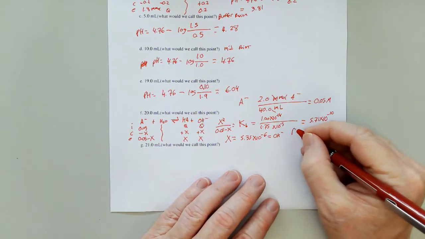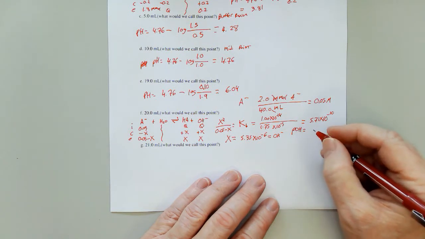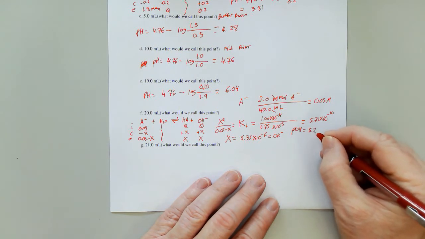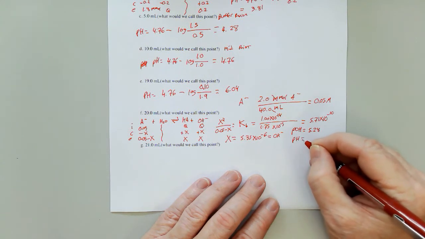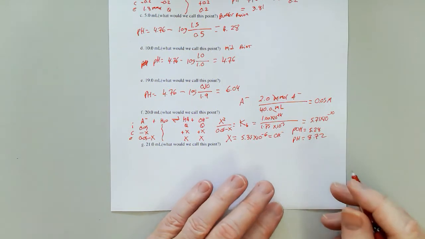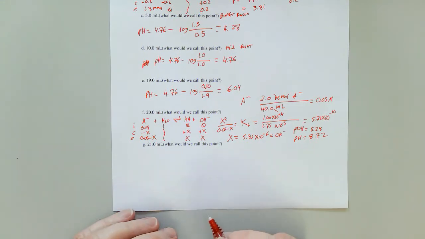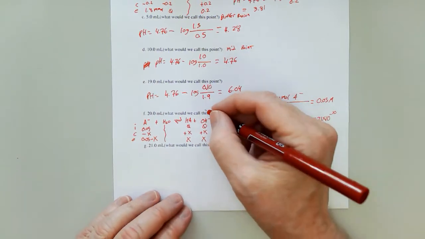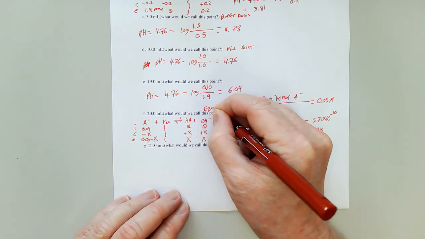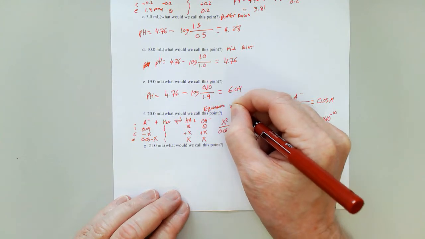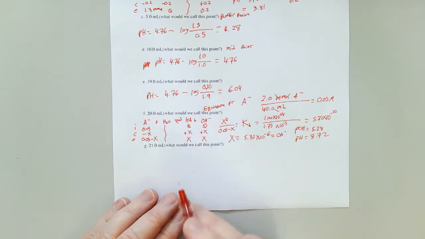So my pOH equals 5.28, and my pH equals 8.72. And I do actually know that the pH should be above 7 when it's a weak acid, strong base titration. All right. Let's look at a place now that is after the equivalence point. This was equivalence. This was just near the equivalence point.